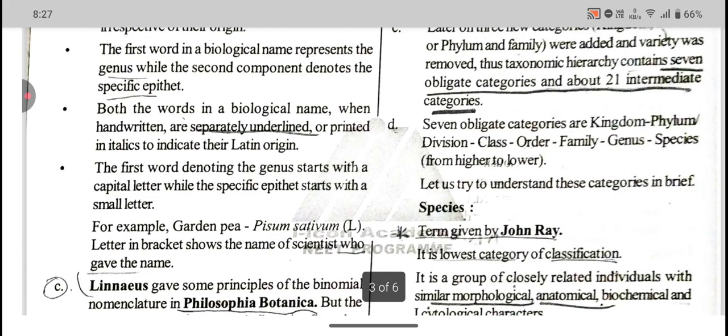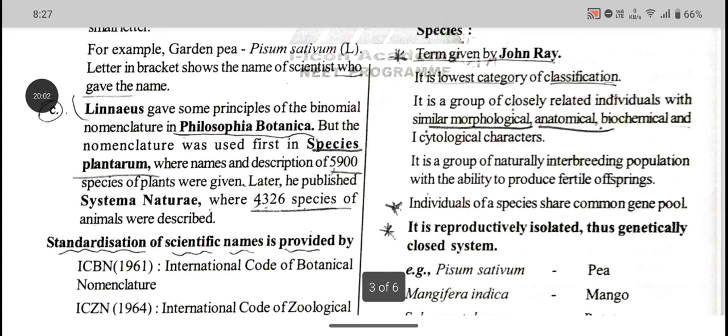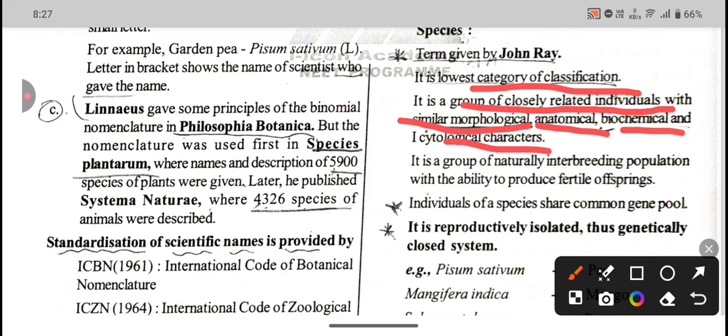Let's understand from the lowest. The species is the term given by John Ray. It is the lowest category of classification. It is a group of closely related individuals with similar morphological, anatomical, biochemical and cytological characters. They must be a naturally interbreeding population with the ability to produce fertile offspring and should share a common gene pool. So this comes under the species. It is reproductively isolated, thus a genetically closed system.